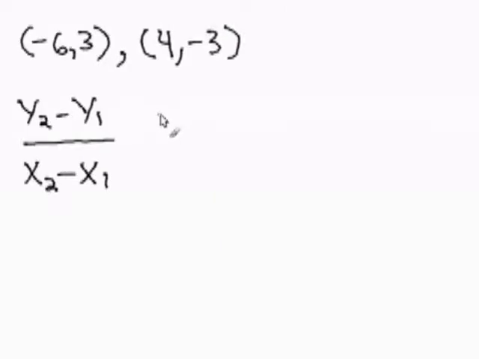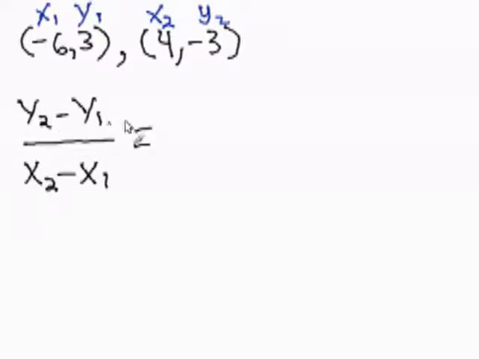Another way to find the slope between 2 points is to use this formula, y2 minus y1 over x2 minus x1. Now before using this formula, we should label what's going to be our x1, y1, and x2, y2. Now I'm going to label my first point x1, y1, and then I'm going to label my second point x2, y2.